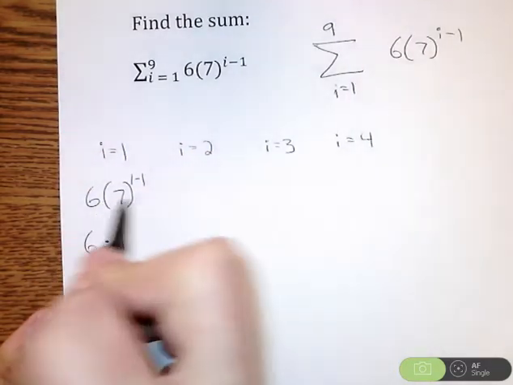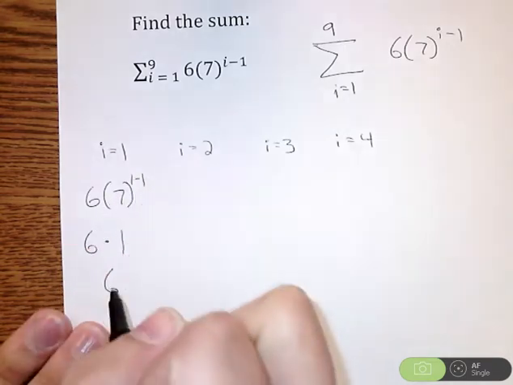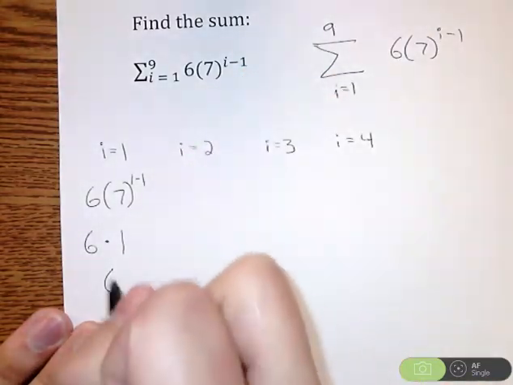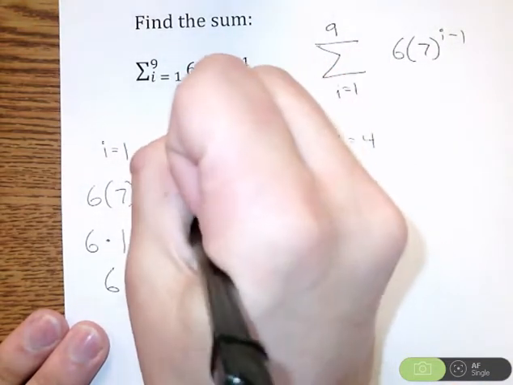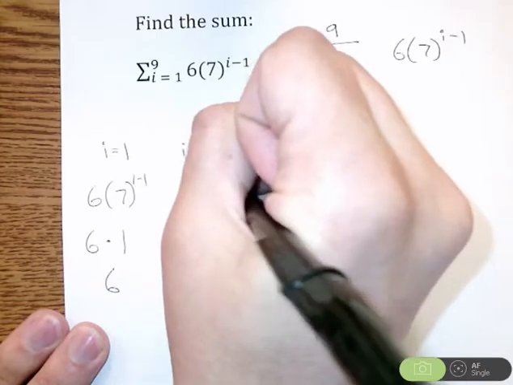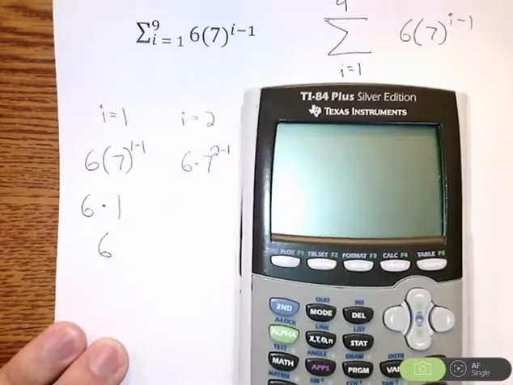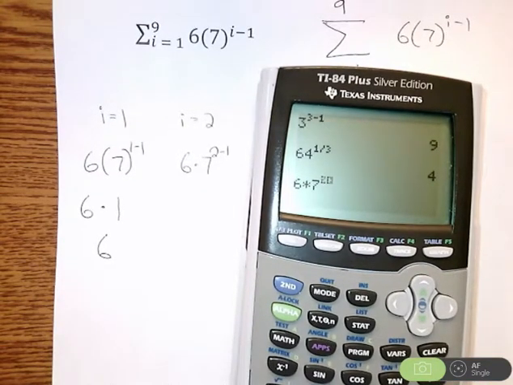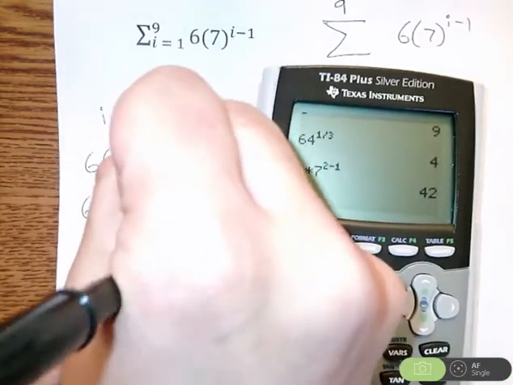You could type all that in a calculator if you really wanted to: 6 times 7, exponent 1 minus 1, hit enter, you get 6. So the first term there is 6. Say I want to find the second term, 6 times 7, now I'm going to put 2 up there, 2 minus 1. Again, if you want to do this in a calculator to get this done quick, you would have 6 times 7, exponent 2 minus 1, hit enter, and you get 42 as your second term.